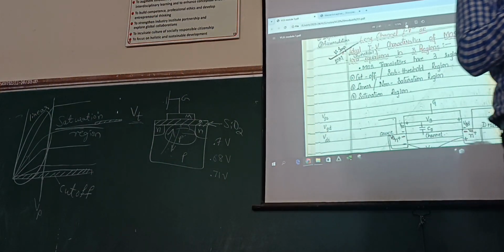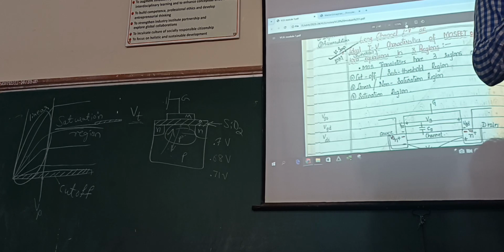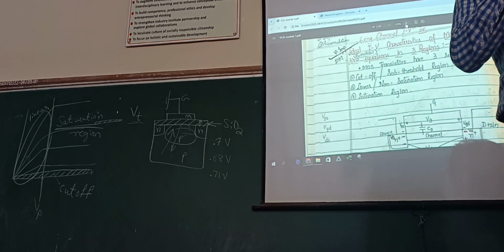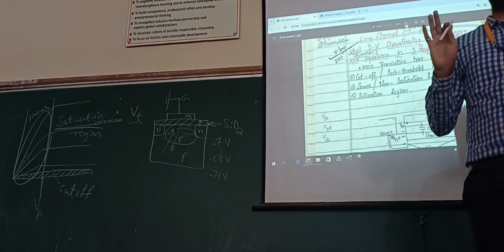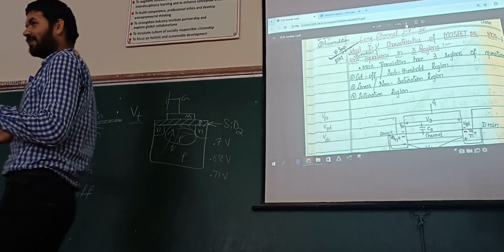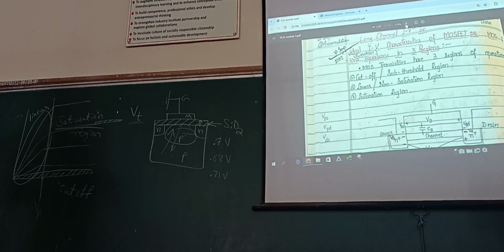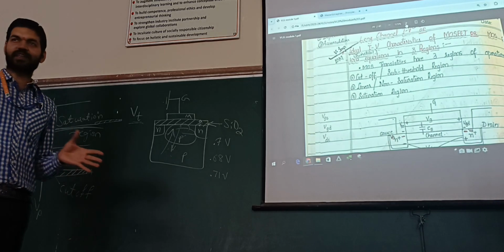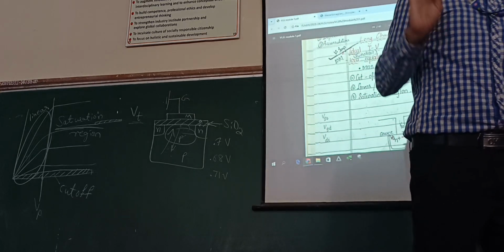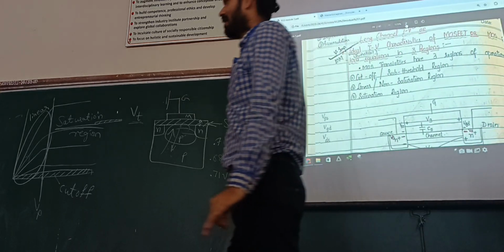Linear region means MOSFET is on. How is the current? Increasing linearly. Saturation region? MOSFET is on. Current is saturated, neither increasing nor decreasing. Saturated. These are the three regions of operation.